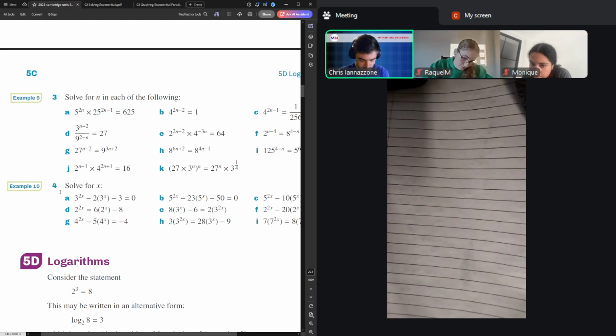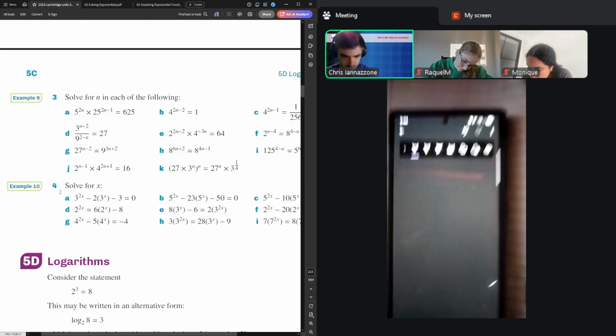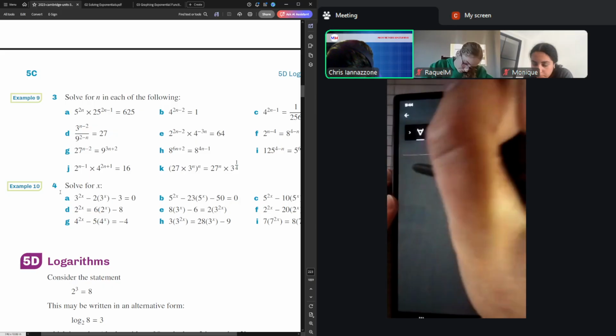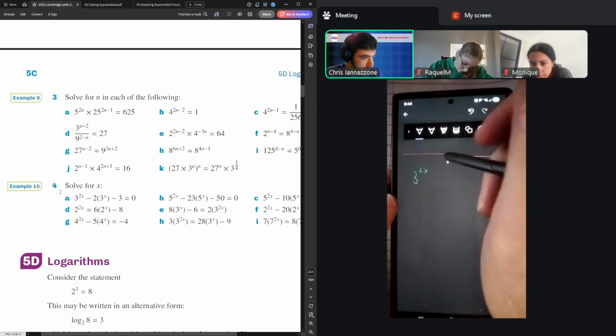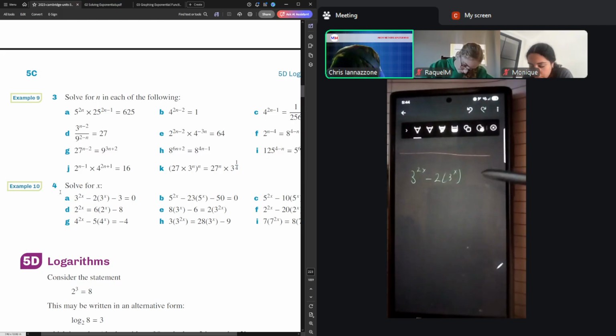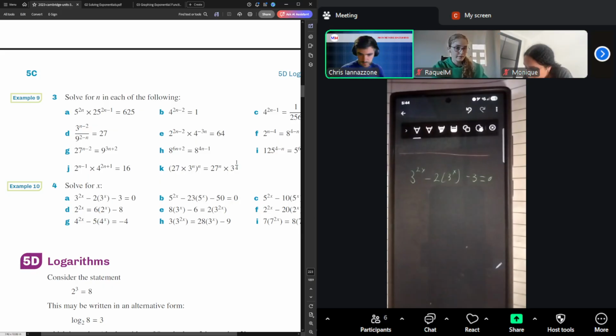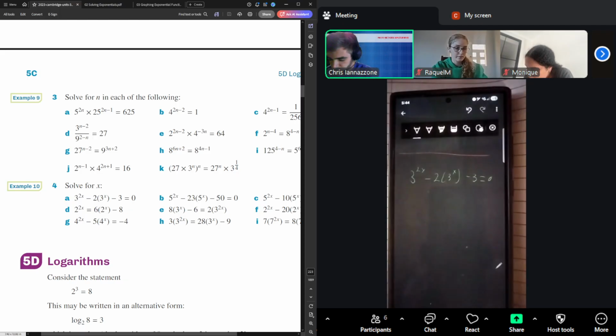So what I'll do is transfer over to the handwritten notes section. I'll start writing it down. Let's see how we go. 3 to the power of 2x minus 2, 3 to the x minus 3 equals 0. I think I got that right. 3 to the 2x minus 2, 3 to the x minus 3 equals 0. Yes. Cool. All right. Who wants to take a stab at what we might do first?